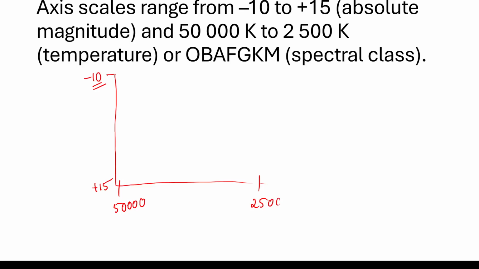Okay, so axis scales ranging from minus 10 to plus 15. Where would be the plus 15? Bottommost or the topmost? So bottommost. So this will be plus 15 and this would be minus 10, because minus 10 is highest brightness. And then the temperature ranging from 50,000 to 2,500. So this would be 50,000 somewhere here, and this somewhere here would be 2,500 Kelvin. Lower temperature decreases, and this would be O and this would be M. Spectral class.